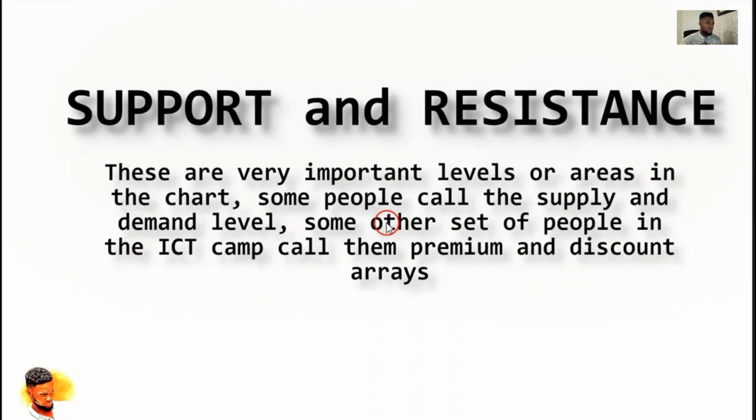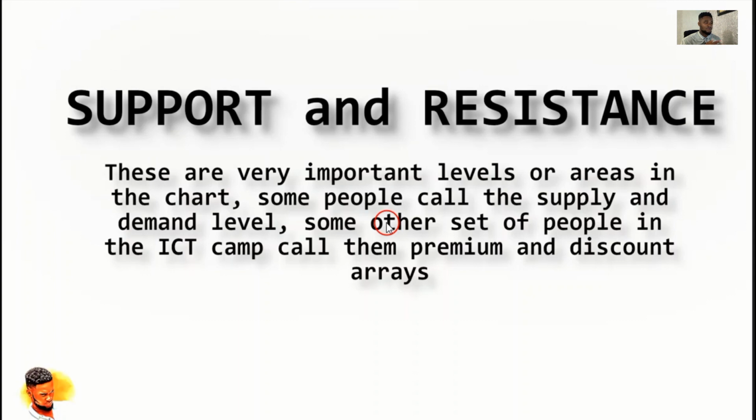Some other set of people in the ICT camp call them premium and discount array. If you're conversant with ICT work, you find out that he doesn't use support and resistance. If you watch his previous works, you find that he uses support and resistance, but as he got advanced and had to open up a lot of discoveries which he has done, he used mostly premium and discount arrays. The premium stands for resistance and the discount for support.